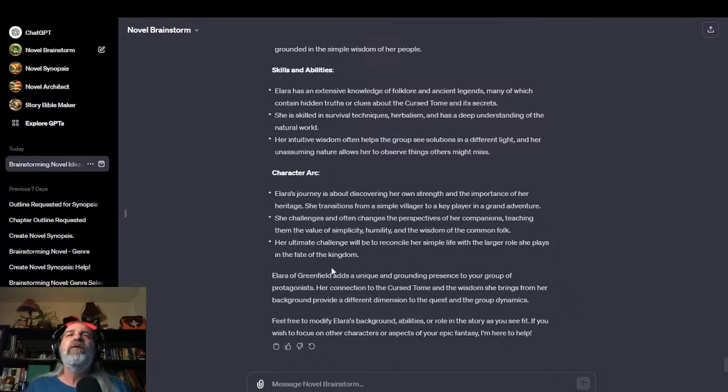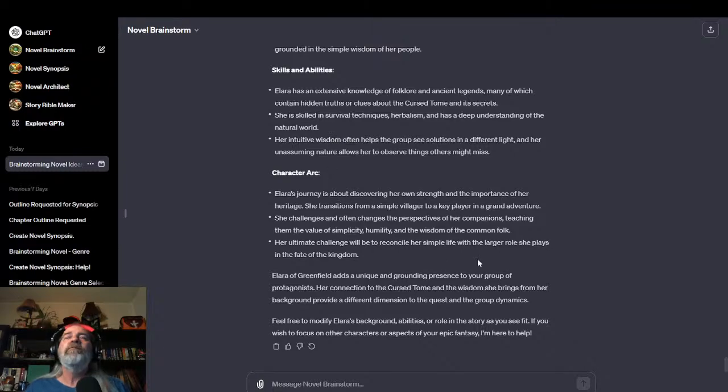of the common folk. Her ultimate challenge will be to reconcile her simple life with the larger role she plays in the fate of the kingdom. Alara of Greenfield adds a unique and grounding presence to your group of protagonists. Her connection to the cursed tome and the wisdom she brings from her background provide a different dimension to the quest and the group dynamics.